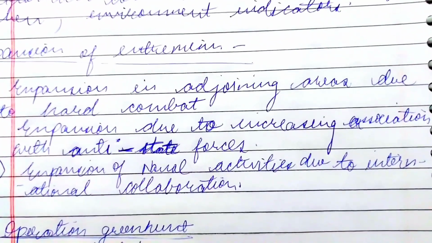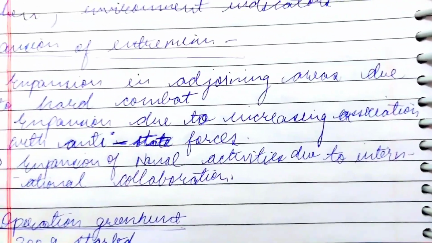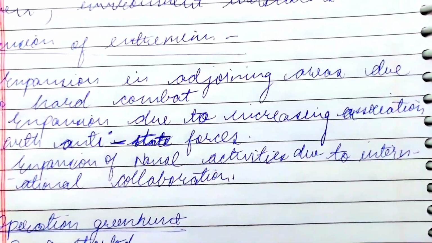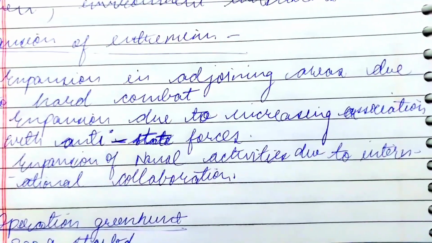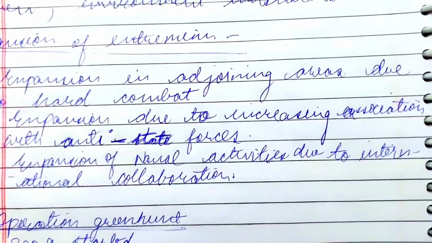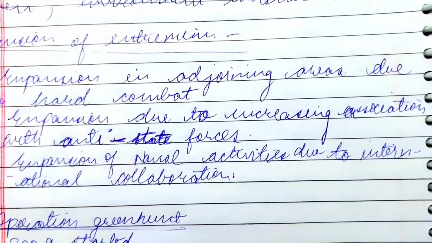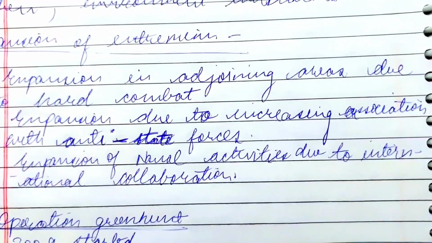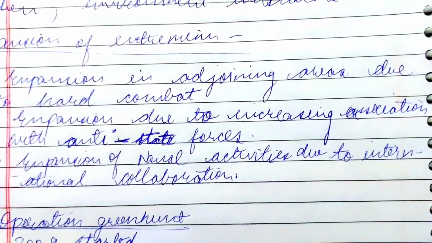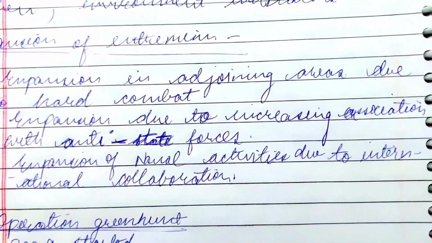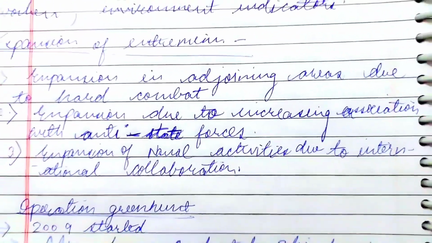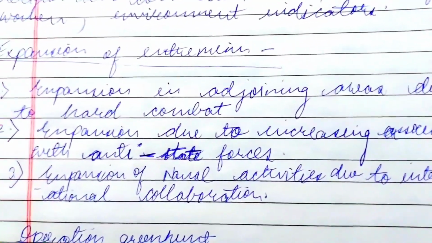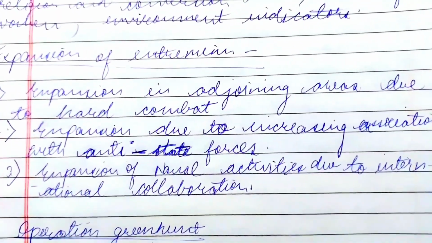Then expansion of Naxal activities due to international collaboration. The likely collaboration with international Maoist movements may give it a much more dangerous dimension to tackle, which India seems to be unprepared for. There have been increasing evidences of international Maoist organizations in the adjoining countries extending financial and ideological support to the Indian Naxals. So this is also one of the major problems of expansion of extremism. There are three main points, you have to remember this.